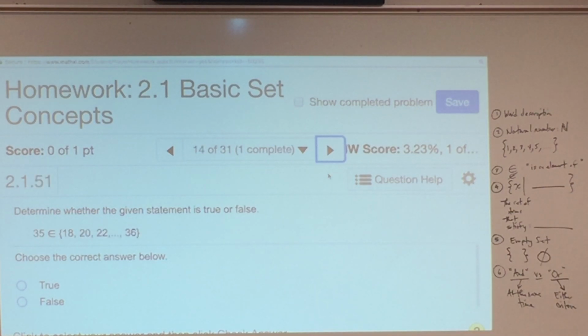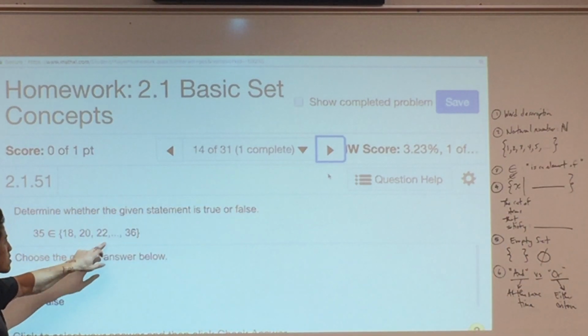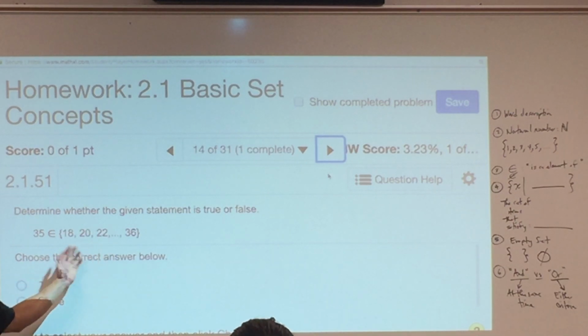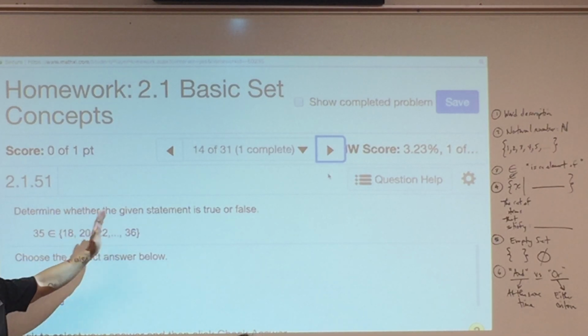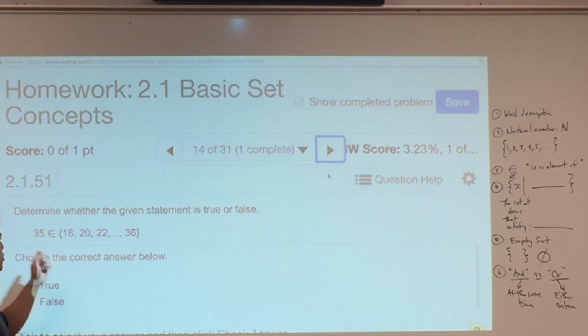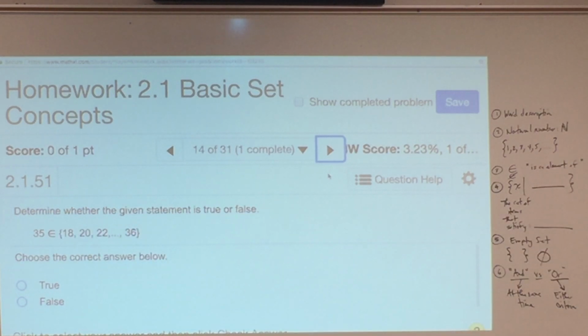Now, take a look at this one. The claim is that 35 is an element of this set. Is 35 an element of that set? Not based on the way that they're writing it. This looks like all even natural numbers, greater than or equal to 18, less than or equal to 36, which would not include 35, so therefore it would be false. Okay. All right, let's keep going.